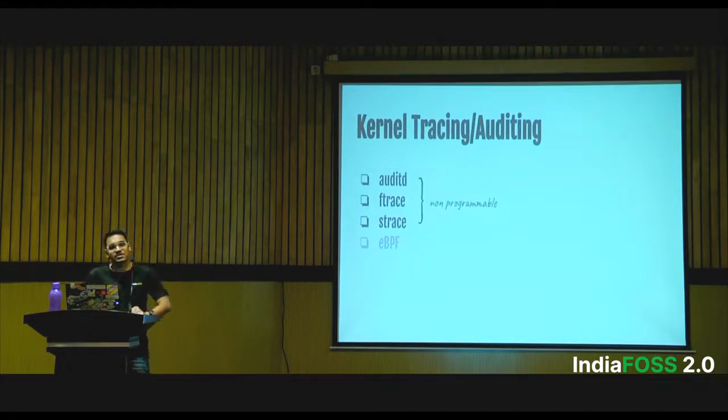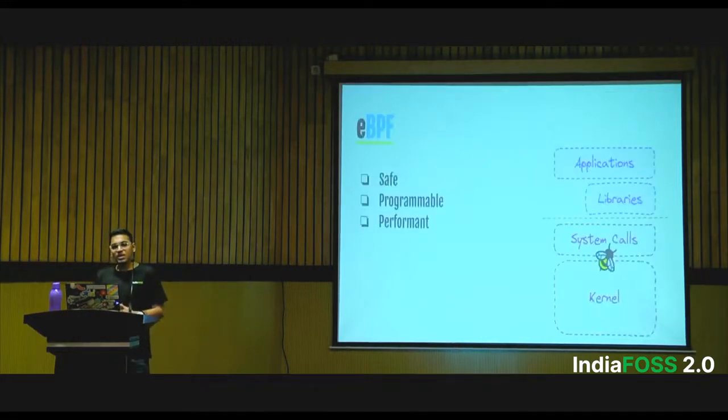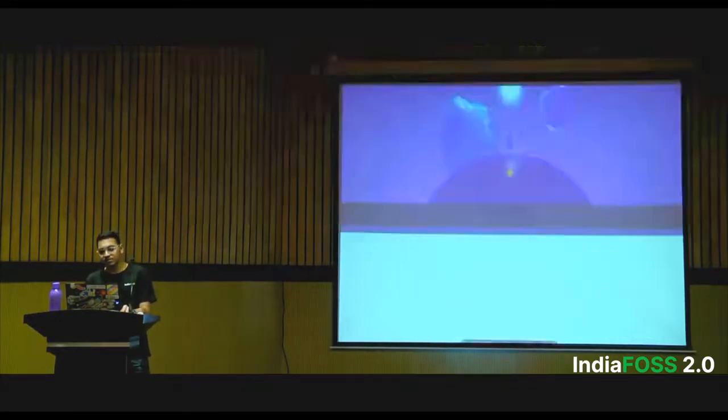The issue with the first three is that they are not programmable, and it is difficult to extend upon them. And to add some context, we need the tool to be extendable. So, eBPF. eBPF allows us to safely extend our Linux kernel in a programmable and performant way. There are hundreds of hooks available where we can safely hook onto and extract the information that we need. Let's go through a demo of what I am talking about.